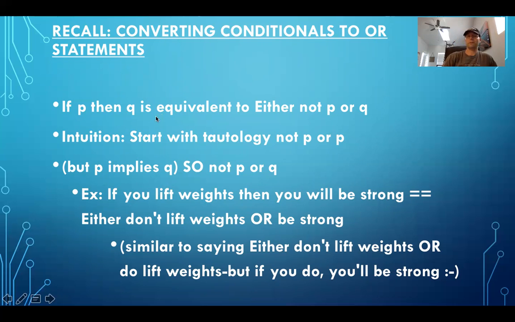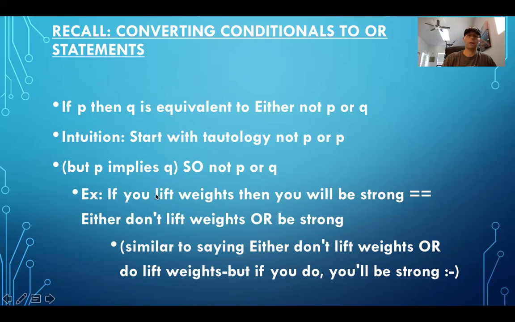So it's kind of interesting because we have if P then Q, and then if we want to, we can actually change that and not even use an if P then Q statement. We can change that to an or statement. So if P then Q is the same thing as saying either not P or Q. And I explained that last time with a pretty good example, I think.